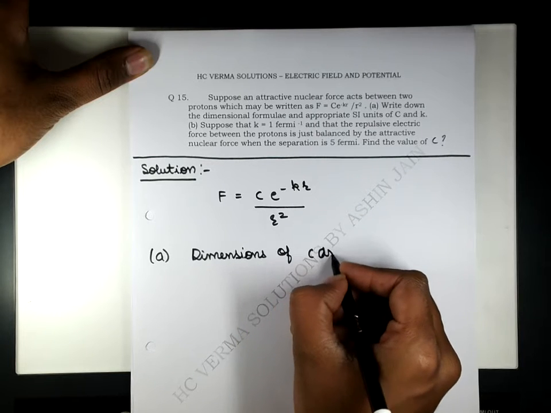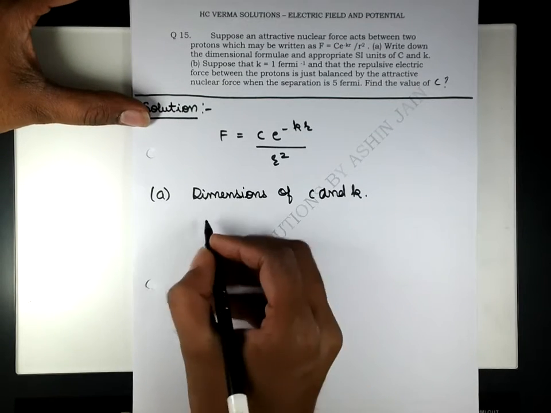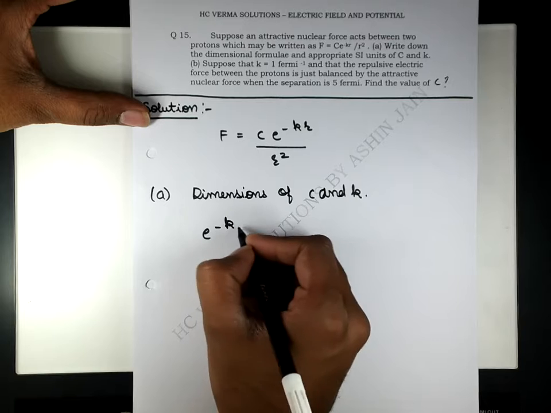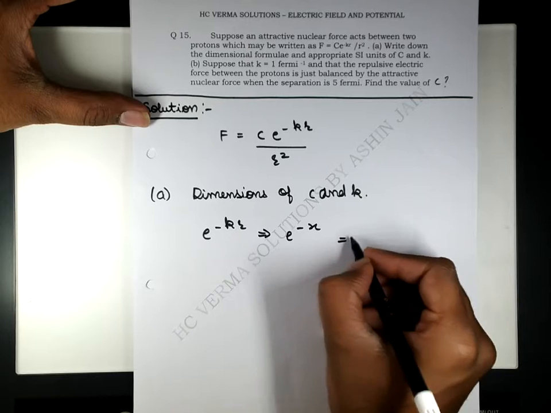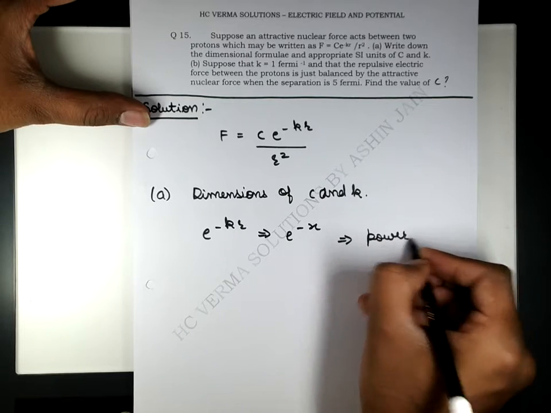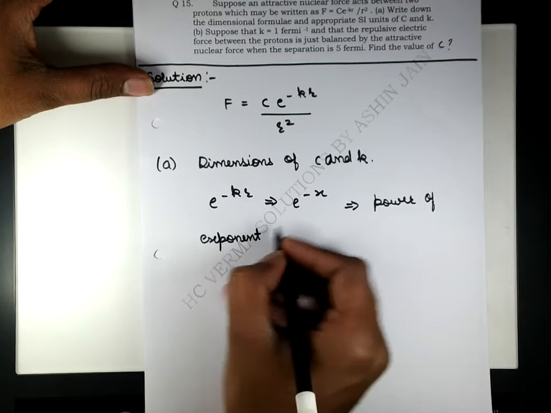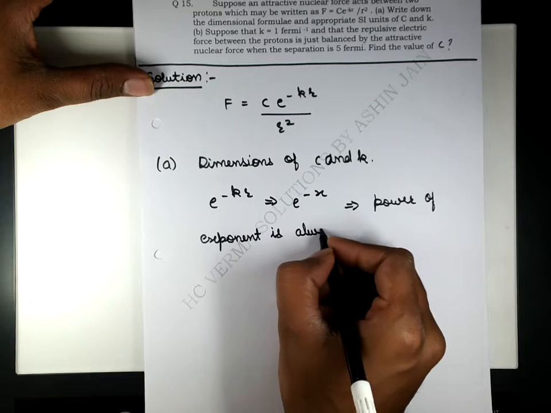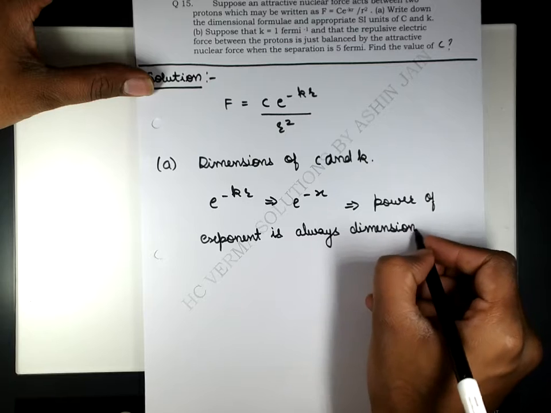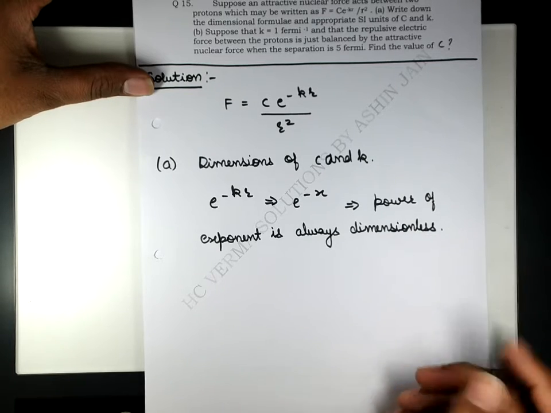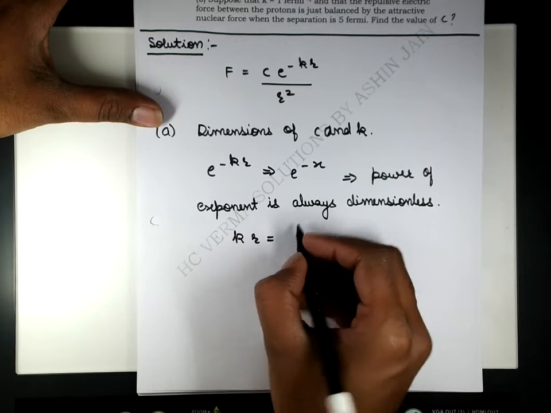C and K. Now let's consider the dimensions of K first. e to the power minus kr is of the format e to the power minus x, where the power of the exponent is always dimensionless, as we have learned in dimensional analysis. So K into R should be dimensionless.